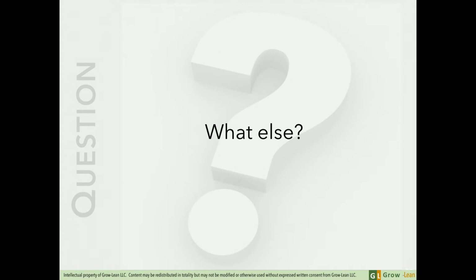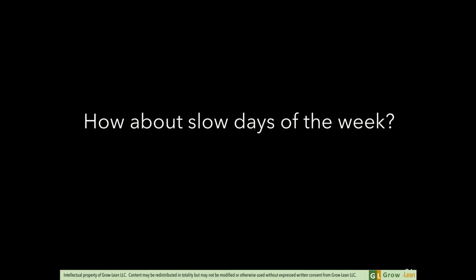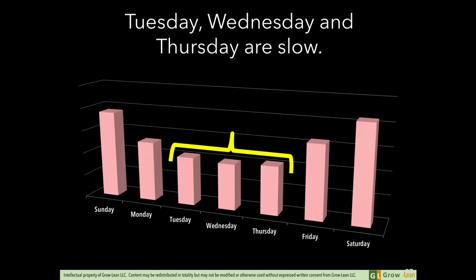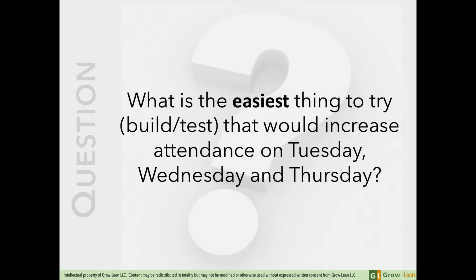So someone had a brilliant idea. How about slow days of the week? Sure enough, Tuesday, Wednesday, and Thursday are slow. Kind of makes sense, right? The middle of the week, people aren't coming. So Tuesday, Wednesday, or Thursday. So, what's the easiest thing to try? I'm going to say try build and test that would increase attendance on Tuesday, Wednesday, and Thursday.